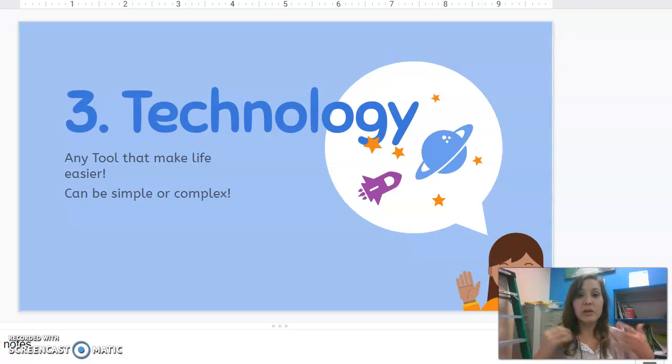Okay, so for tools we use here in the United States, doing something, let's say farming, we have a lot of gas-powered, diesel-powered tractors and such. There are places around the world that are using animals to help plow their fields versus tractors or farm equipment. So that's an example of technology being different in different cultures.